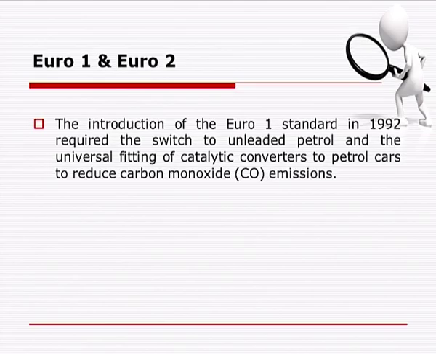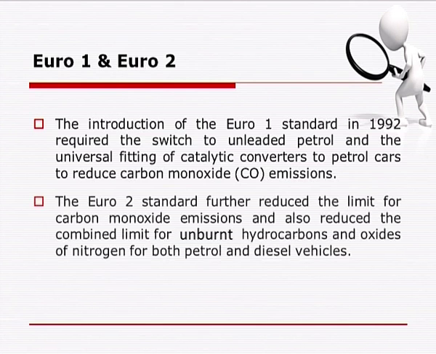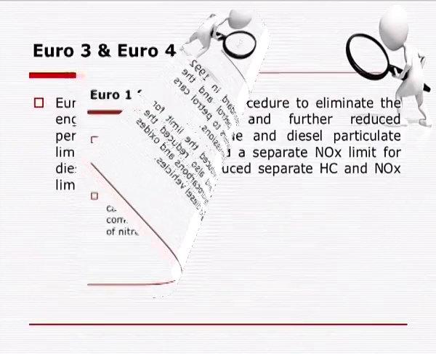So, let us discuss what Euro 1 and Euro 2 are. The introduction of the Euro 1 standard in 1992, as I told you before, required the switch to unleaded petrol and the universal fitting of catalytic converters to petrol cars, to reduce carbon monoxide emissions. And the Euro 2 standard further reduced the limit for carbon monoxide emissions and also reduced the combined limit for unburnt hydrocarbons and oxides of nitrogen for both petrol and diesel vehicles.